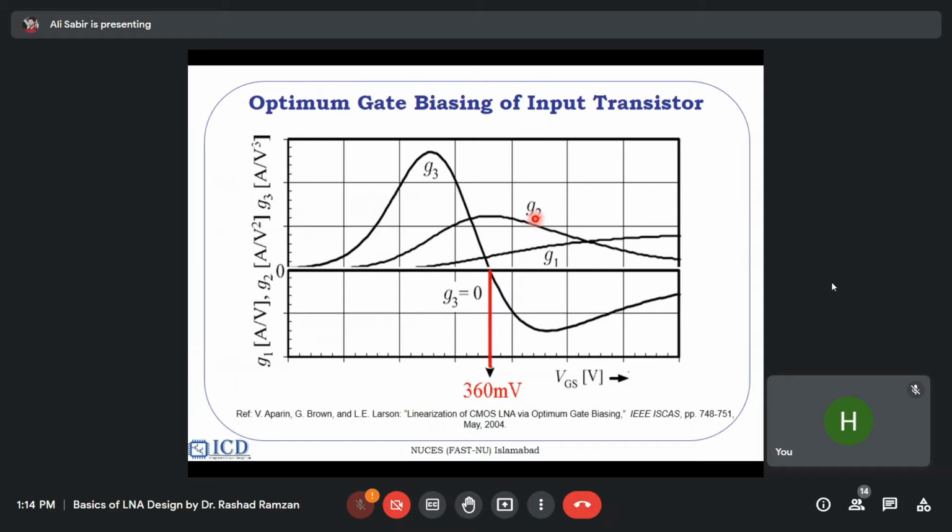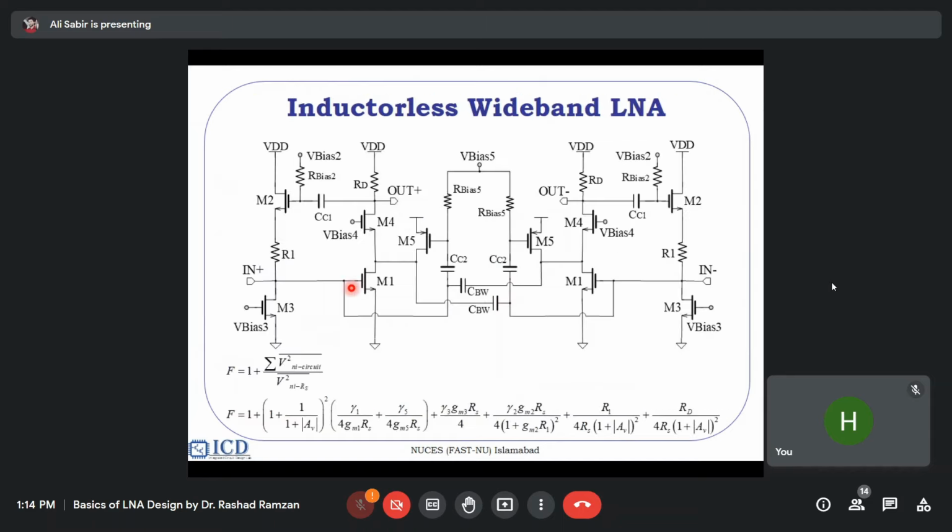So I have to bias the amplifier at the DC biasing point where my G3 is crossing the zero line. At this point, if I DC bias my main amplifier at 360 millivolt, my third order non-linearity will be very, very small, because I selected the size of this transistor in such a way that my third order derivative is close to zero at my desired bias point. So you have to do a lot of iteration to match all these things close to your optimal.